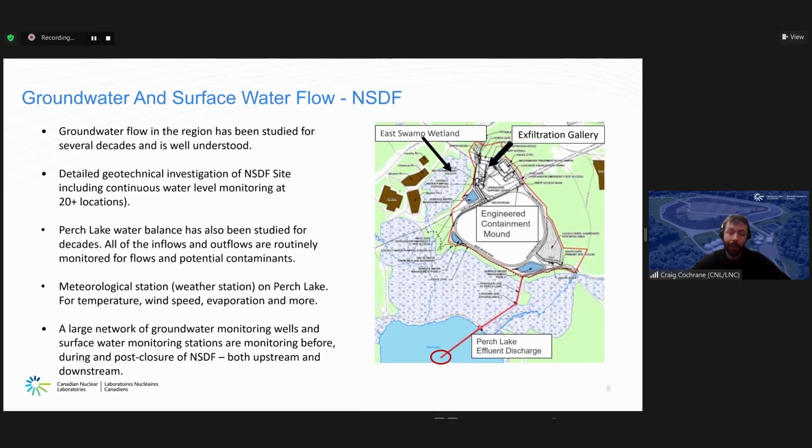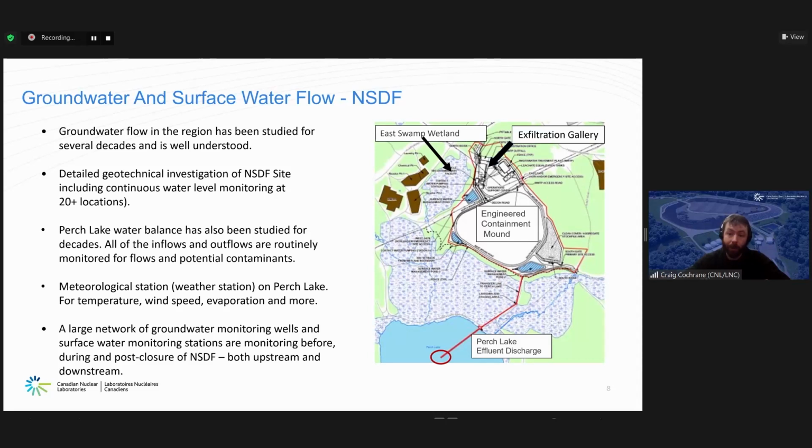So I guess just to put all of that in context of where this is in terms of the Chalk River site. The near surface disposal facility and all of those features I just mentioned are situated in the Perch Lake watershed on the Chalk River property. And the Perch Lake watershed, it's an area that we know and we understand very well. We have 70 years of research and past projects and operating experience to pull from.